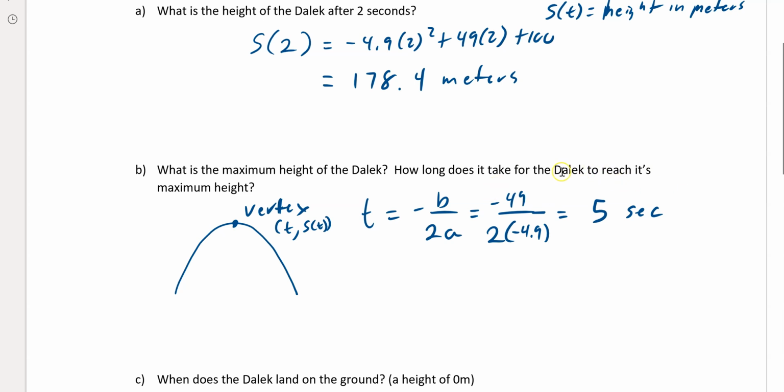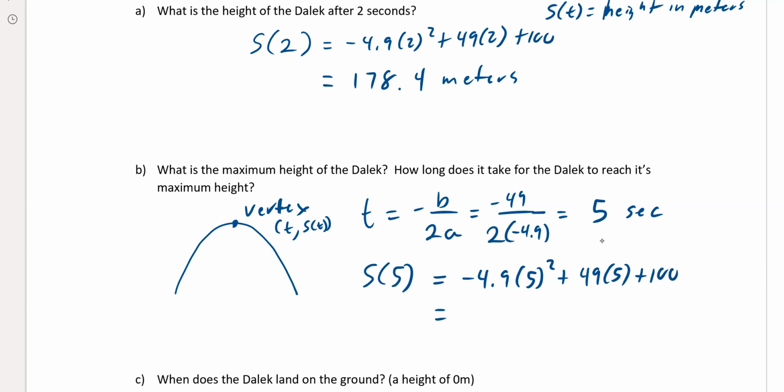So we know at 5 seconds, our Darlic will hit its maximum height. So how long will it take for the Darlic to reach its maximum height? 5 seconds. Now how do you find the max height? Well, you just plug it back in. All we are doing is finding the vertex. If you plug 49 and 5 into this formula, it tells us the height. If we plug that into our calculator, we get 222.5.